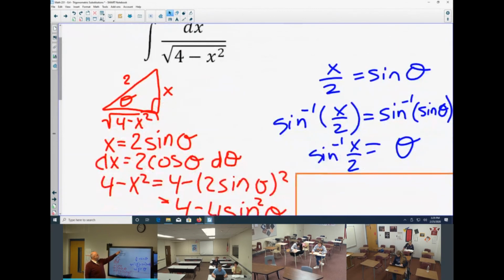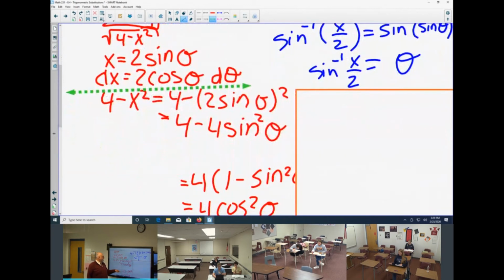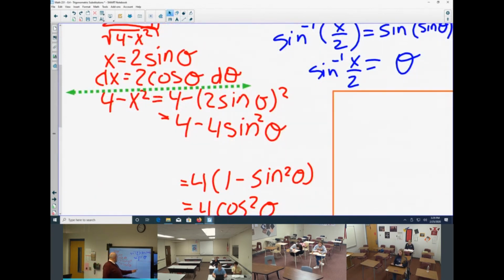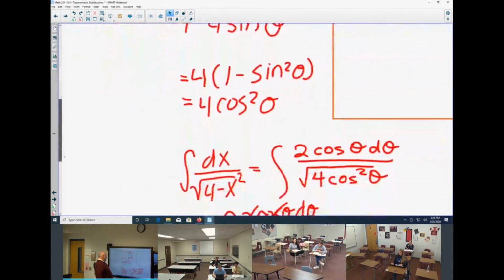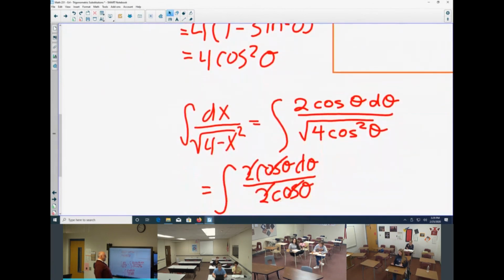All right, so now focusing on the denominator here. 4 minus x squared is going to be 4 minus 2 sine theta squared. 4 minus 4 sine squared theta. Factor out the 4. So you'll get 4 cosine squared theta. So when you put that underneath the radical, it's going to come out and be 2 cosine theta.